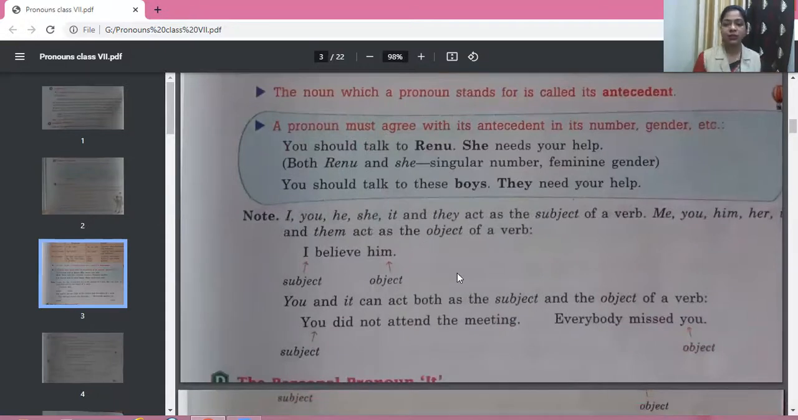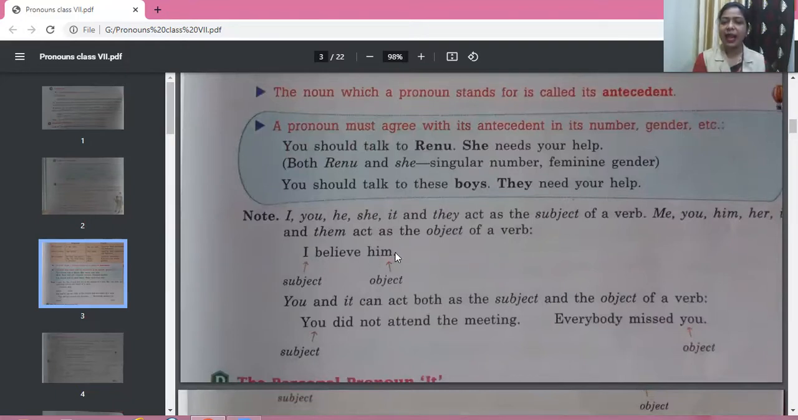Now another thing, children. See here, note. I, you, he, she, it and they act as the subject of a verb. Me, you, him, her, it and them act as the object of a verb. How can you understand this? Very easy. I'll tell you.